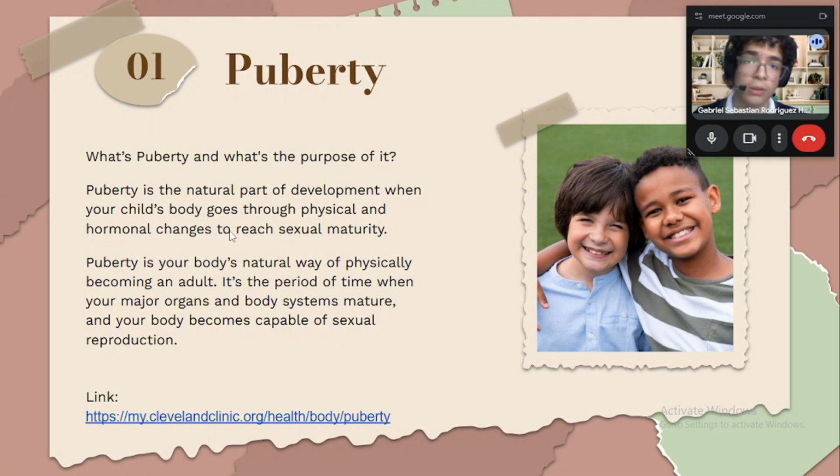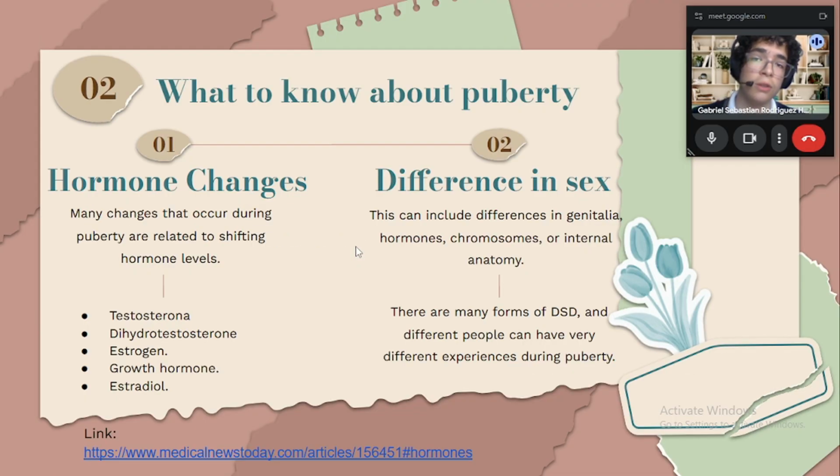Continuing with the second point I want to talk about, it's what to know about puberty. In this section, I want to divide it into two halves: hormone changes and differences in sex. So, starting with the first one, hormone changes: many changes that occur during puberty are related to shifting hormone levels. In these levels, they can have high testosterone, estrogen, growth hormones, and estradiol.